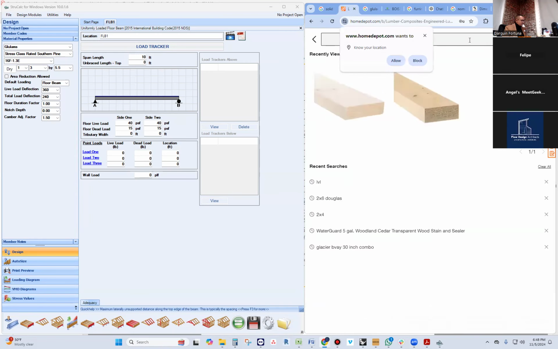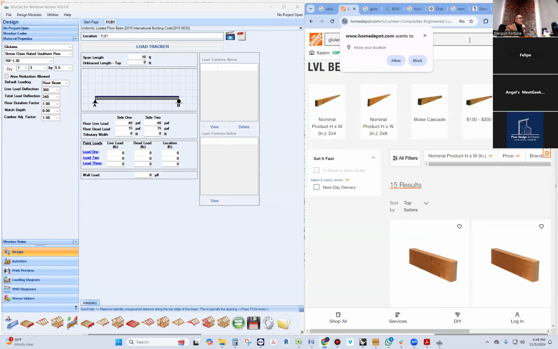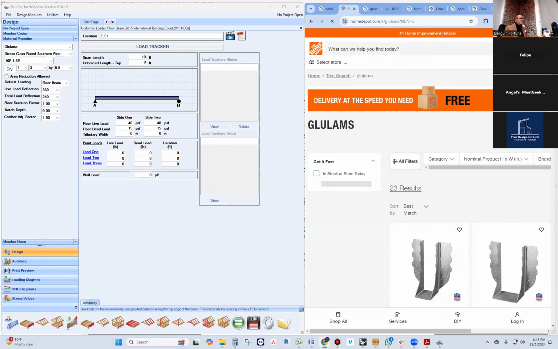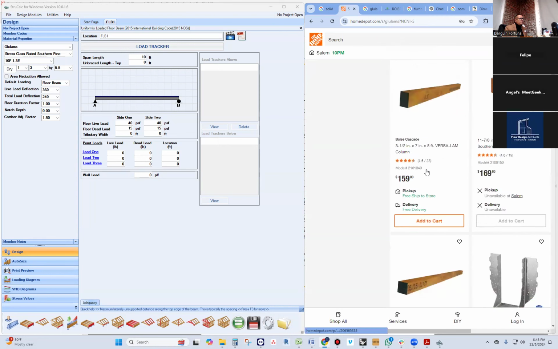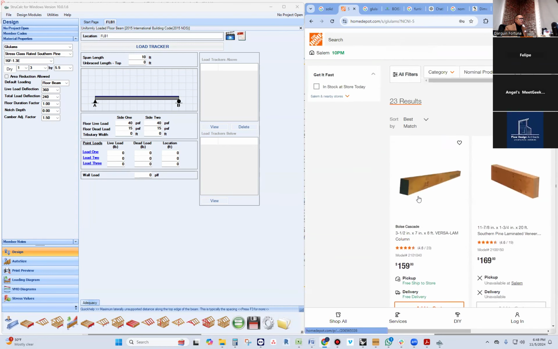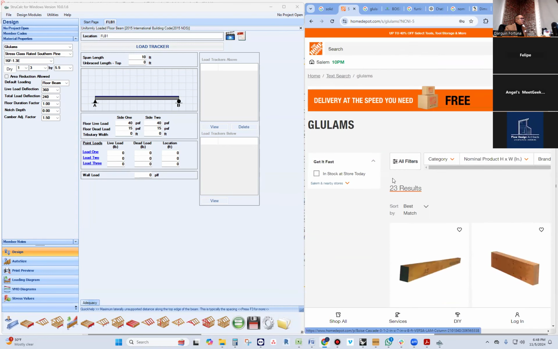But glulams, they're not that typical. Most of the time, they're not that typical. So I would either use LVLs, which is actually a structural composite. An LVL is part of the family of structural composites. Or I would use a glulam.